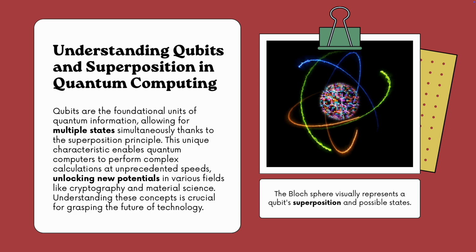To visualize this, scientists often use something called the Bloch sphere, which shows all the possible states of a qubit. And don't worry if this sounds a little overwhelming right now. We'll get more into this in later videos.